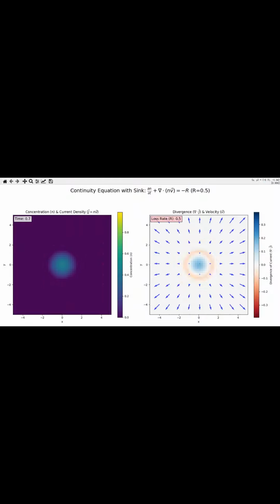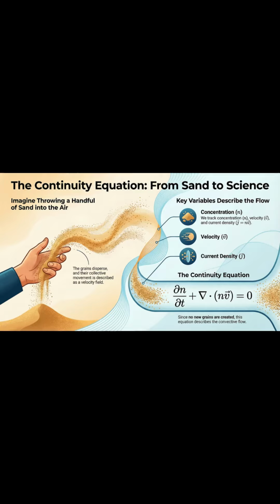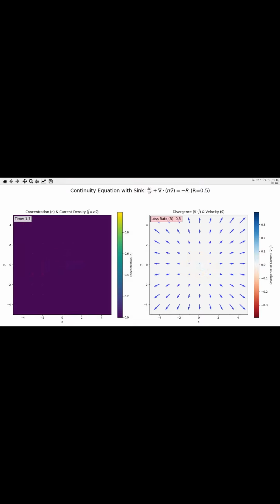Second, what happens when you introduce an internal destruction process, or what's called a sink term? Well, now the concentration of particles decreases much faster. And that makes sense, because the sink term is working in tandem with the flow to clear the material out.